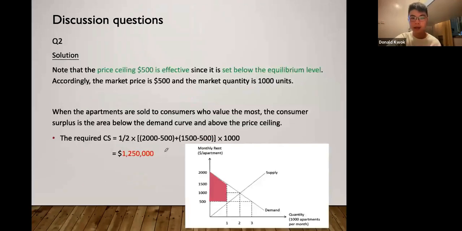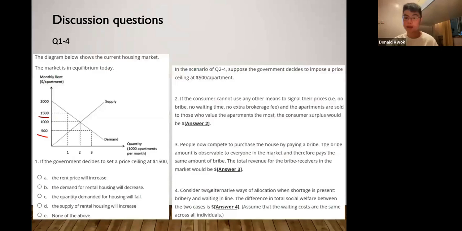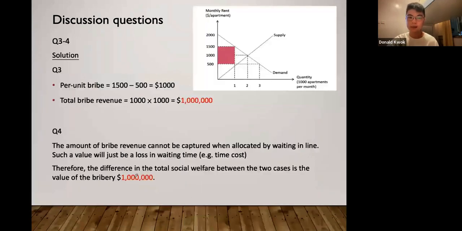And finally, for question 4, the allocation method becomes waiting in line. And we are finding the difference in total social welfare between bribery and waiting in line. Bear in mind, what matters is the rectangle in the middle. Under waiting in line, this pink rectangle will become the total value of wasted time, and no one can capture this value of wasted time. But under bribery, this pink rectangle would be the revenue of the bribe receivers. So at least there will be someone who can capture this area. This is why the difference in total social welfare would be this rectangle in the middle, an area of 1 million.